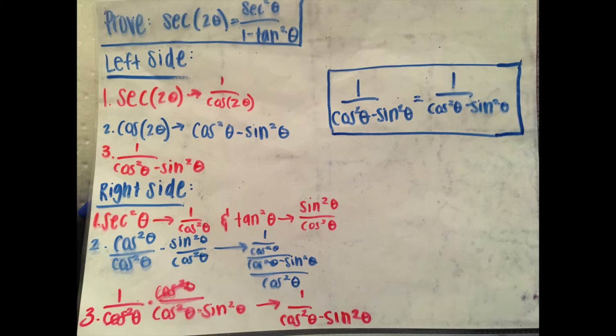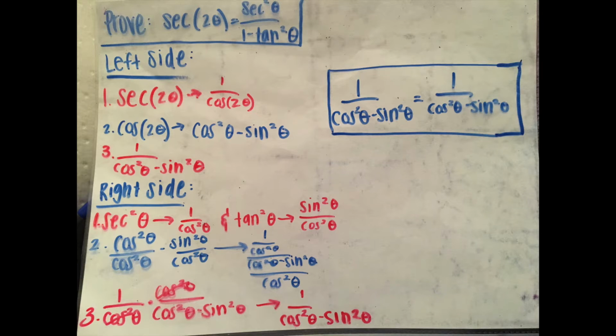So I did this by changing the denominator by subtracting sine squared theta divided by cosine squared theta from the 1. In order to do this, I needed to have the same denominator as the fraction. So in order to get that, I multiply 1 by cosine squared theta divided by cosine squared theta. So at this point, my denominator looked like cosine squared theta divided by cosine squared theta minus sine squared theta divided by cosine squared theta.